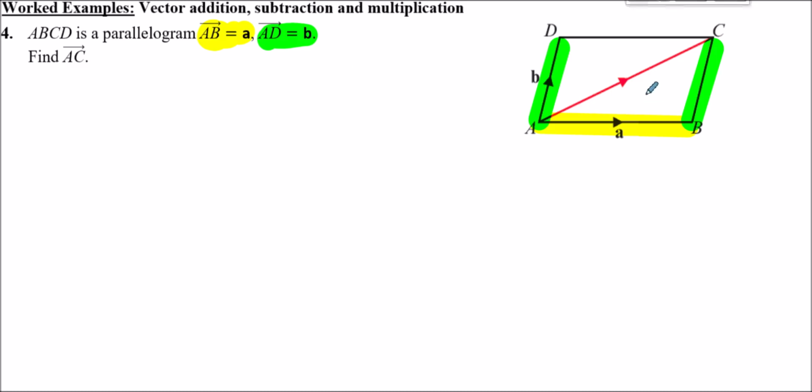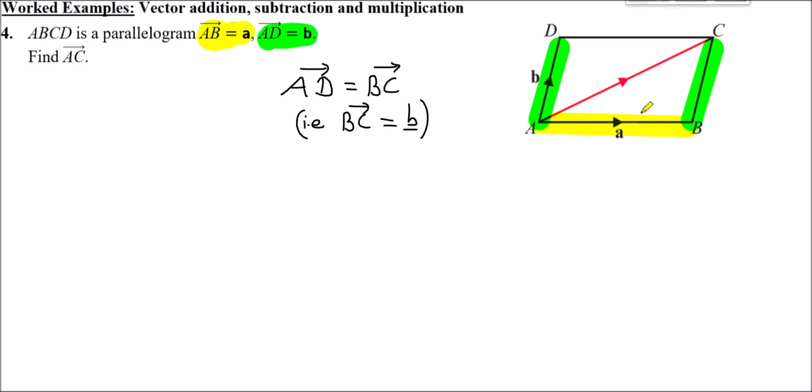So whether that helps us or not, I'm just going to say that from A to D is the same as from B to C. So in other words, if A to D is vector B, then B to C will also be vector B, because it's the same size of side and exactly the same direction. So BC equals AD equals B.